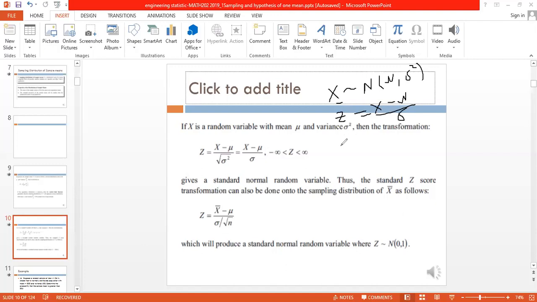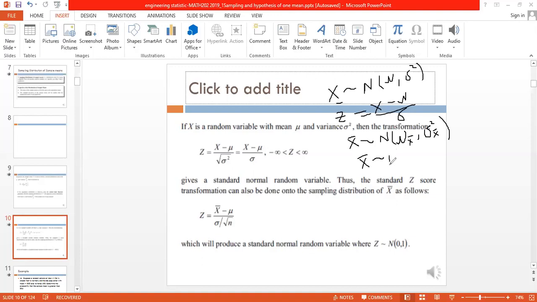Then we can also say that if X bar is normally distributed with a mean of what? Mu of X bar, okay? And then a variance of what? Sigma square of X bar, right? Now, before I standardize, let me rewrite this same statement because we've looked at two important properties.